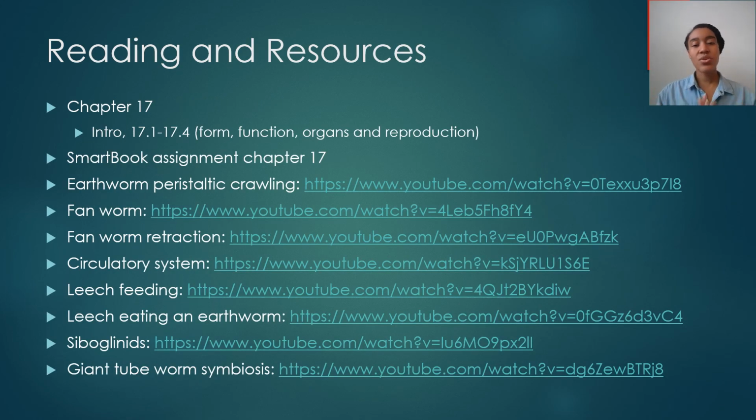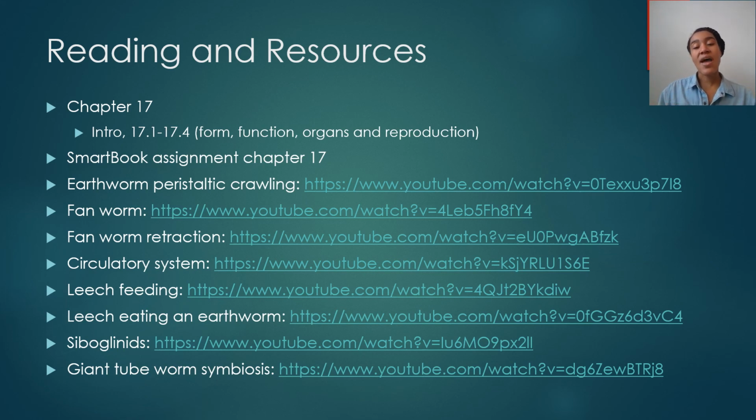Alrighty, with that said, we have made it to the end of our lecture on annelids. You go ahead and read chapter 17, read the introduction, and then 17.1 through 17.4. And really, when you're reading through this section, focus on the form, function, organs, and reproduction sections of each section.